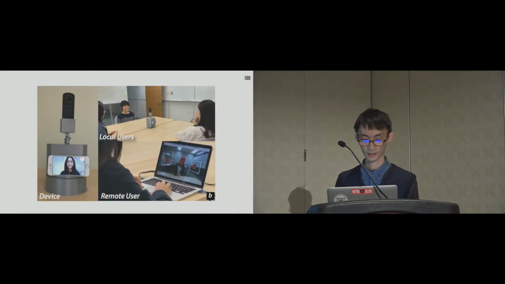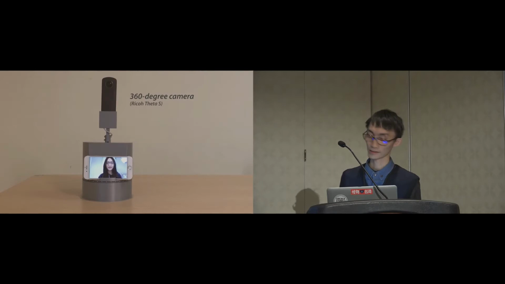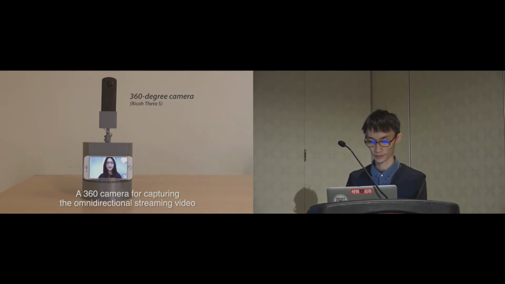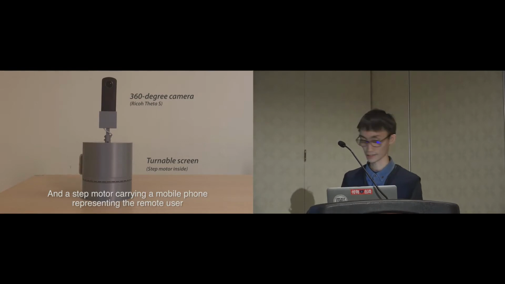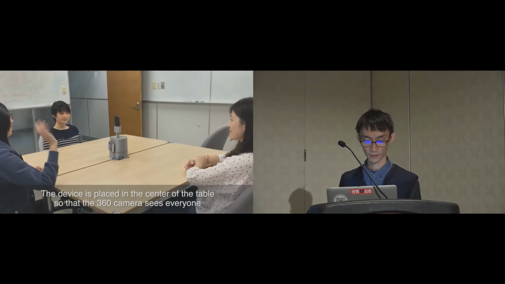Second, we integrate the interface into a telemeeting scenario in which the remote user can use outside-in to expand her awareness of the local attendees. The device that represents the remote user includes a 360 camera and a turnable screen. The device will sit in the center of the table.